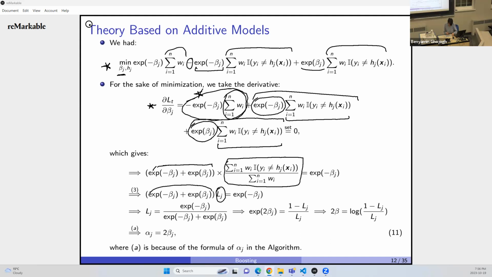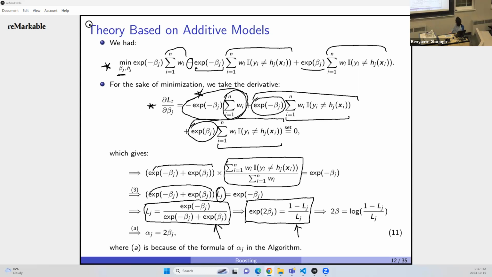Now, rearrange the parts. So this can be divide the sides by this. LJ becomes this. Okay? So far clear? Now, solve this equation for beta j. Okay, if you write it down, it needs some calculations. You will get this. Because this expression is an expression of beta j for LJ, do it the other way around. Make it an expression of LJ for beta j. Okay, you will get this.